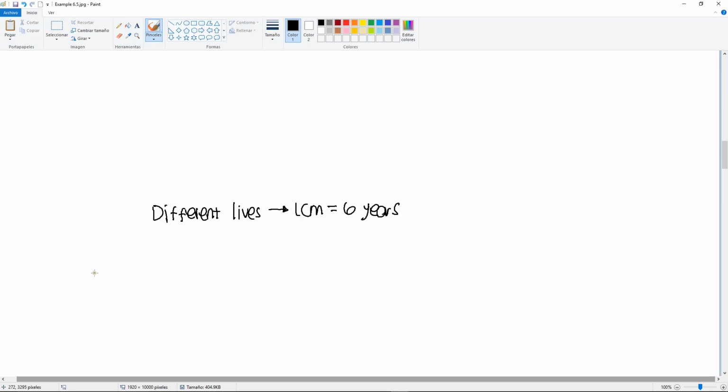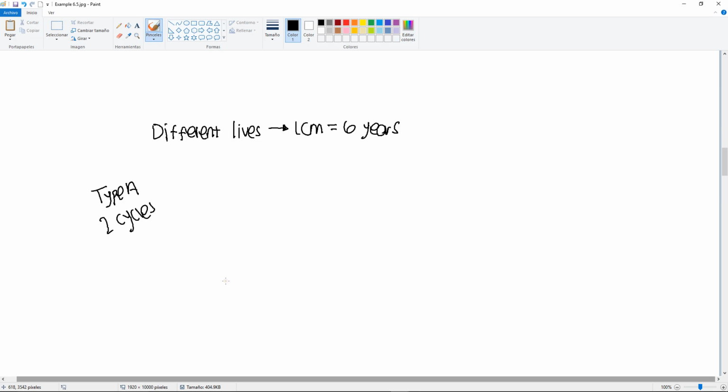Okay, let's go over type A. Type A is for 3 years. So how many times can we fit those 3 years into 6? 2. So therefore, for type A, we're going to have 2 cycles. So we're going to draw the cash flow diagram for 6 years.